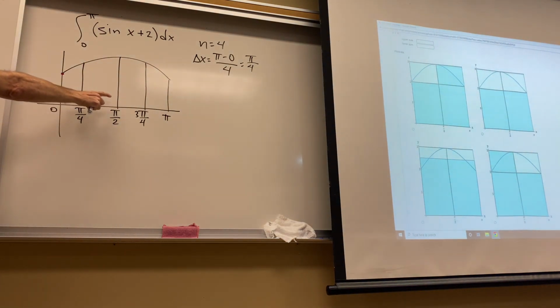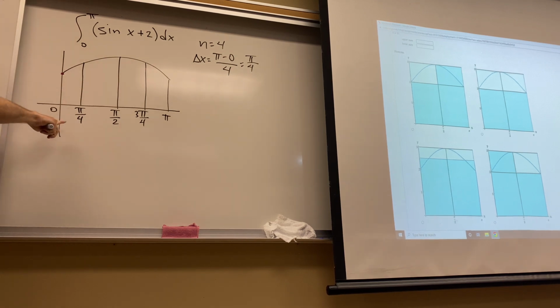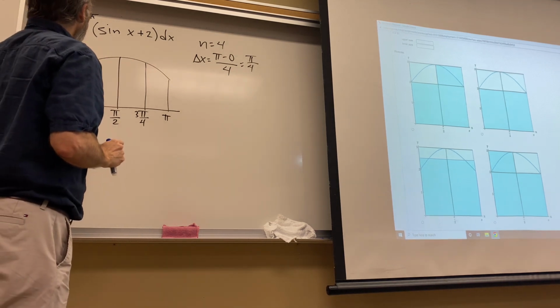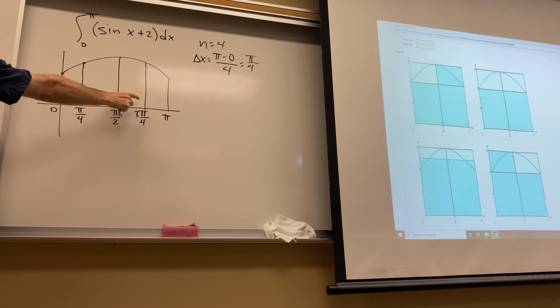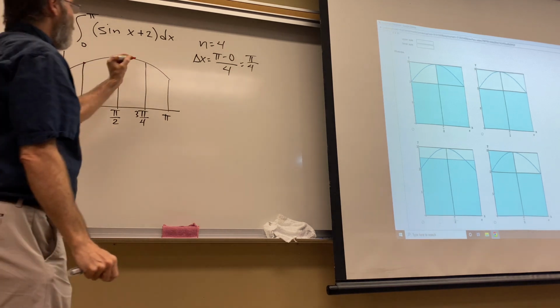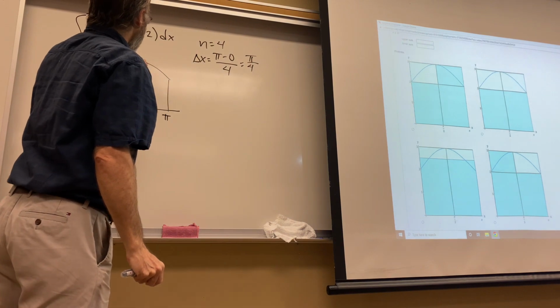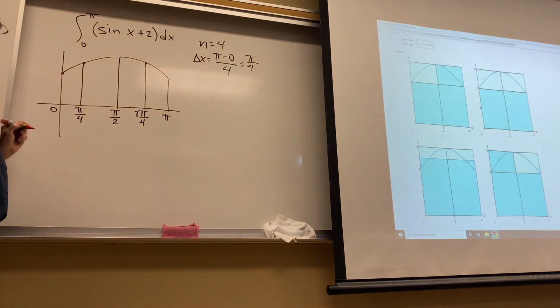Second one, where's the lowest point of the curve? Pi over 4, so we're going to pick that point. Unfortunately, when I do this in red, it just picks up all the black and smudges it around. But what about this rectangle? Where is the lowest point? 3 pi over 4. And on this one, where's the lowest point? Pi. At pi.